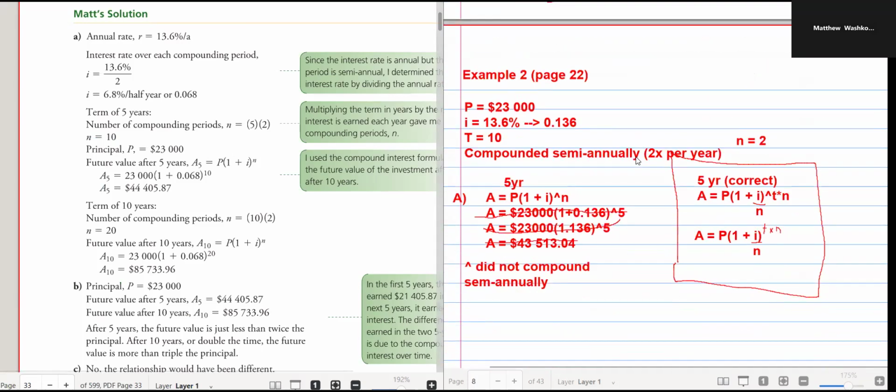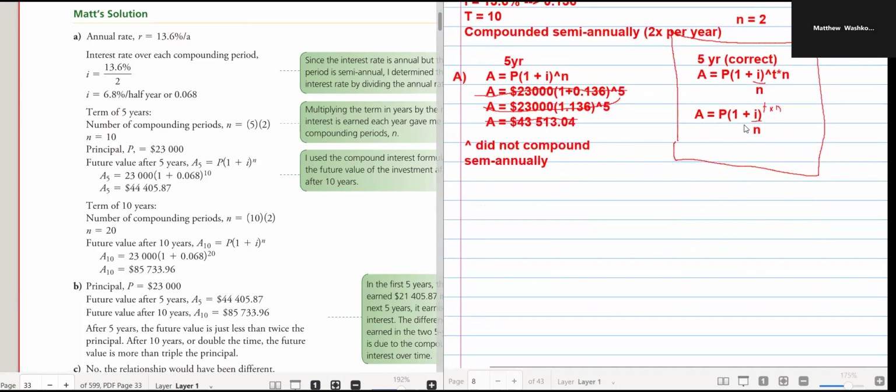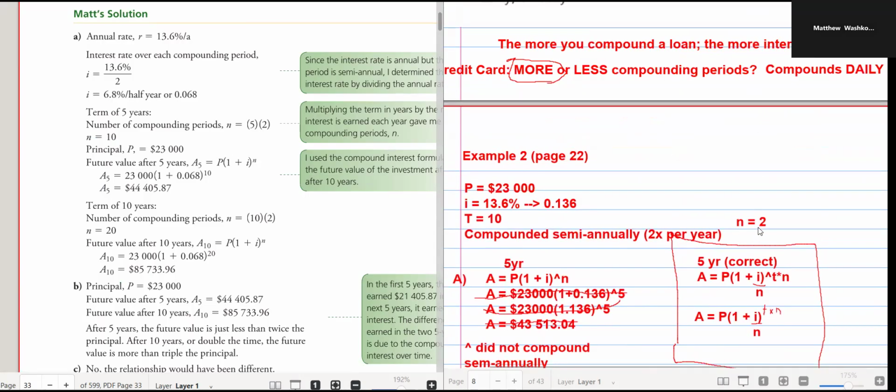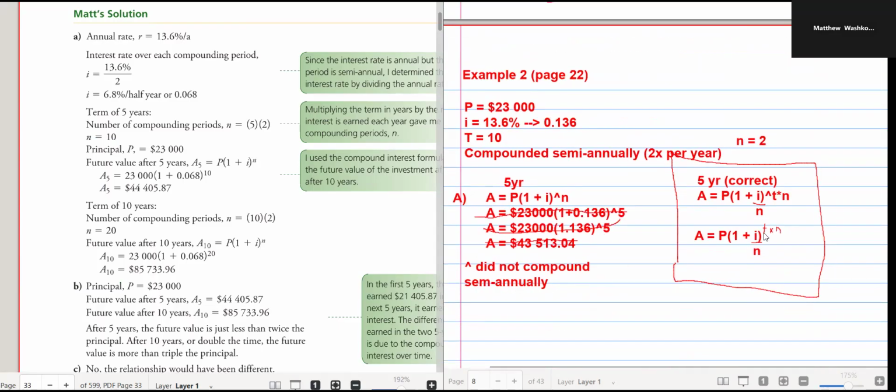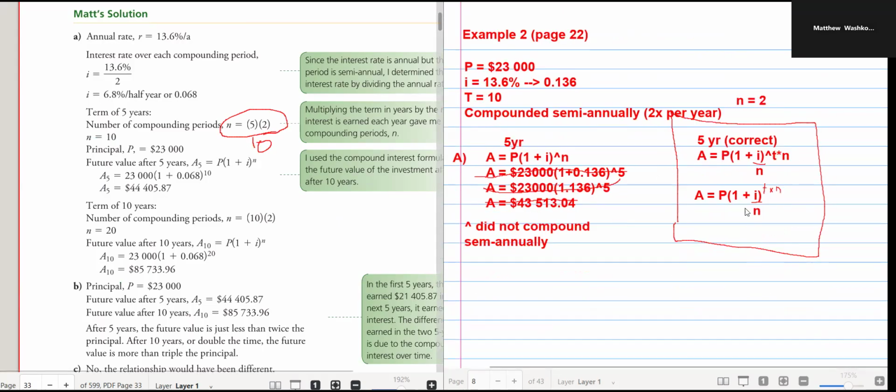So instead, what I like doing is I like including this in here. The other thing, the compounding periods: it compounds twice in a year, but it's a 5-year loan. So it's 5 years times 2 compounding periods, it's 10. So N's actually 10 in this case.